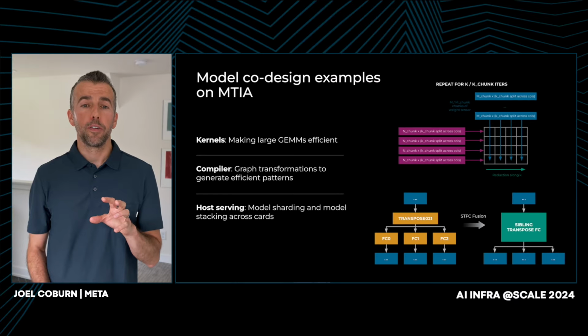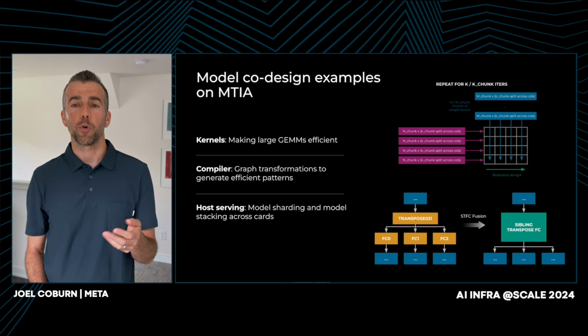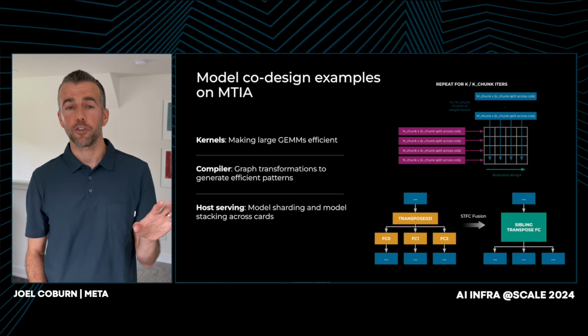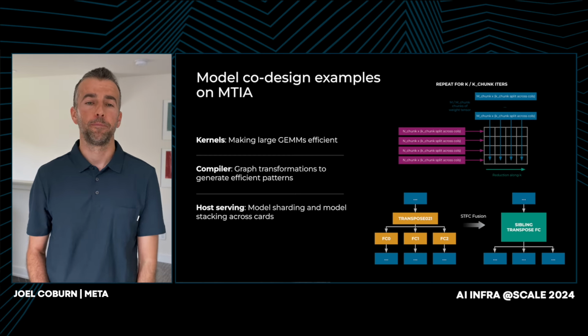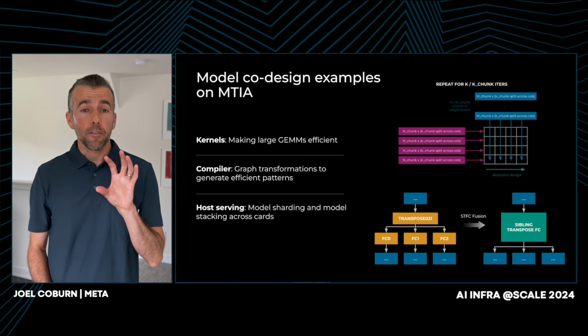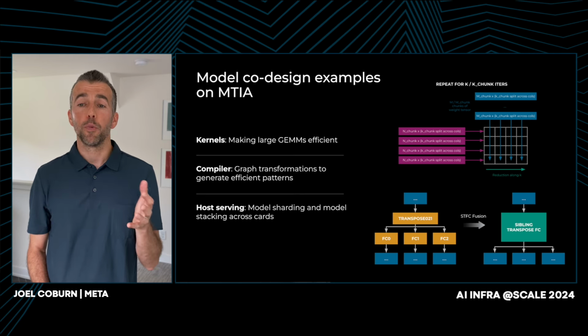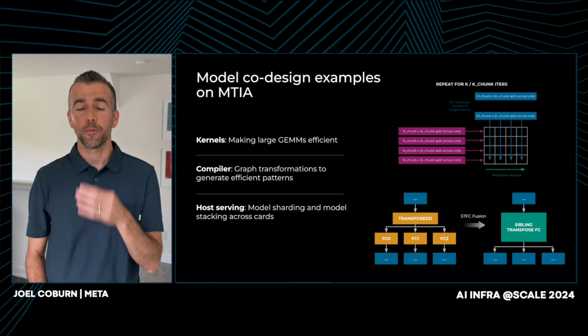Another thing we did in the gem space was actually create in software an auto-tuning framework so we could automatically generate different gem kernel variants for specific shapes optimized for our architecture. We also spent a lot of effort on the compiler side. We worked on graph transformations to generate the most efficient patterns for our architecture.